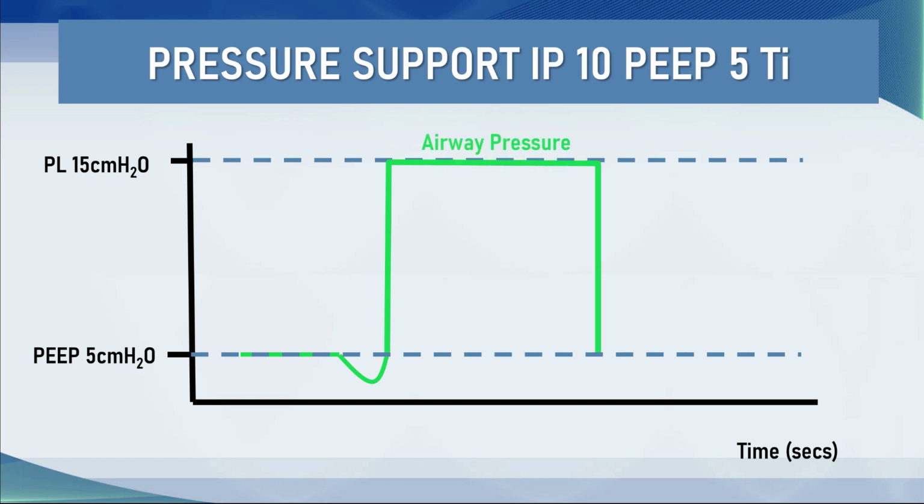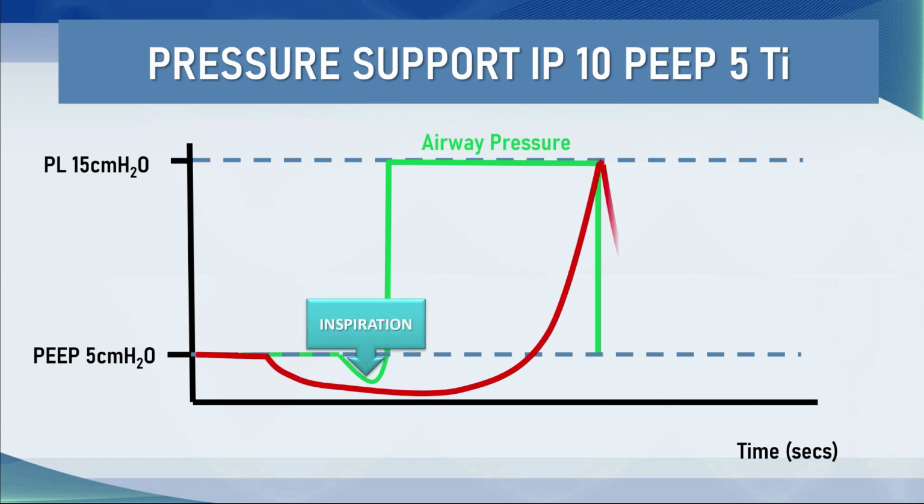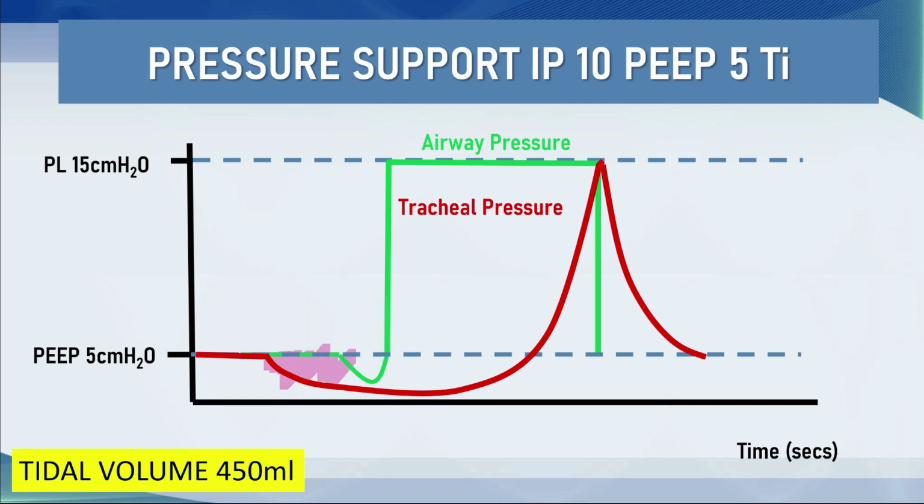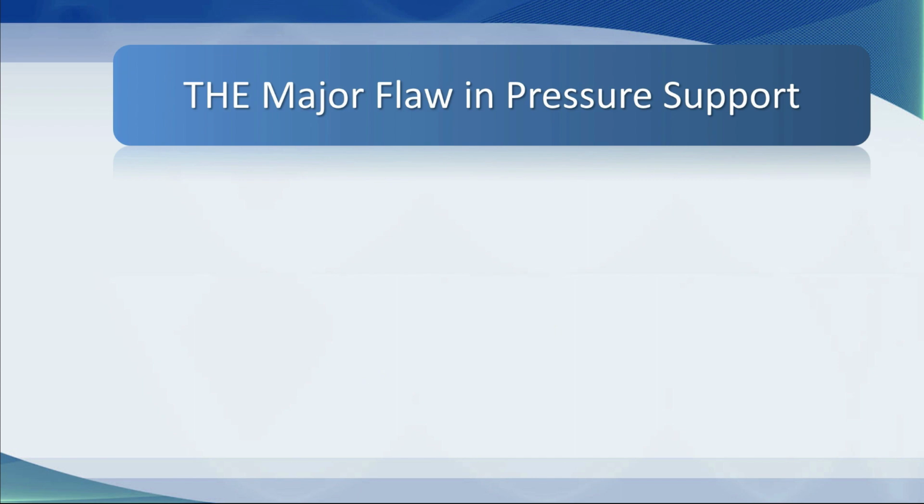Now in this situation, the patient is on the same settings, inspiratory pressure of 10, PEEP of 5, but they take a larger inspiratory effort. This results in a significantly greater drop in the tracheal pressure during inspiration, evidence of increased work of breathing. The fixed pressure support level is inadequate to match the continuously changing patient demands. And this is the major flaw of pressure support.